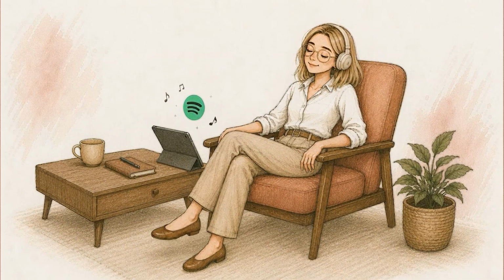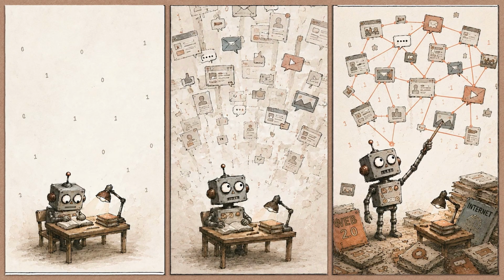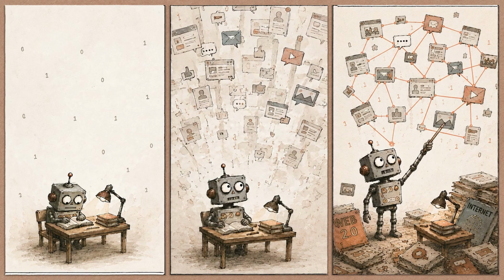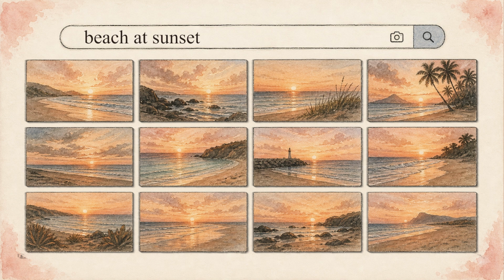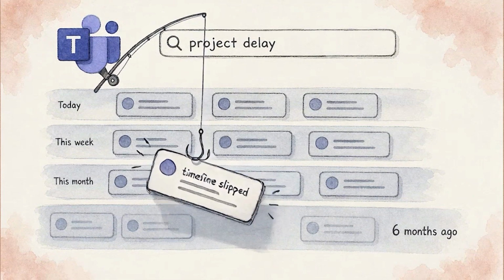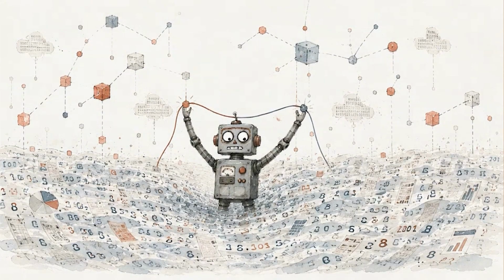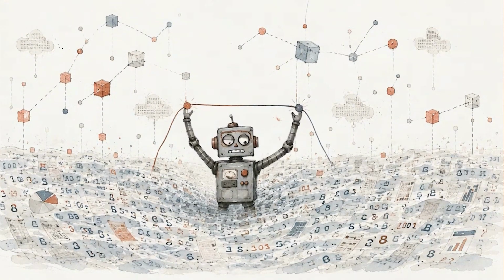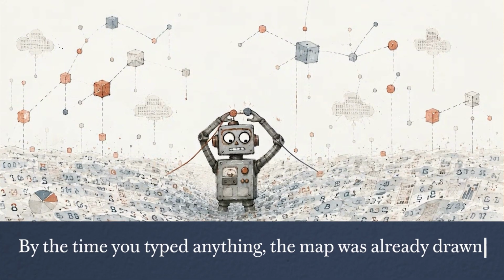You are already inside of this ecosystem. Every time an AI assistant tries to find the right context from a conversation you had, say, last week, not because you used the same words, but because you meant the same thing, it's using embeddings. Google Photos understands beach at sunset without reading a file name. Teams finds a message from 6 months ago when you searched for something you never called it. The meaning wasn't captured when you weren't looking. It was captured the moment the message arrived. By the time you typed anything, the map was already drawn.